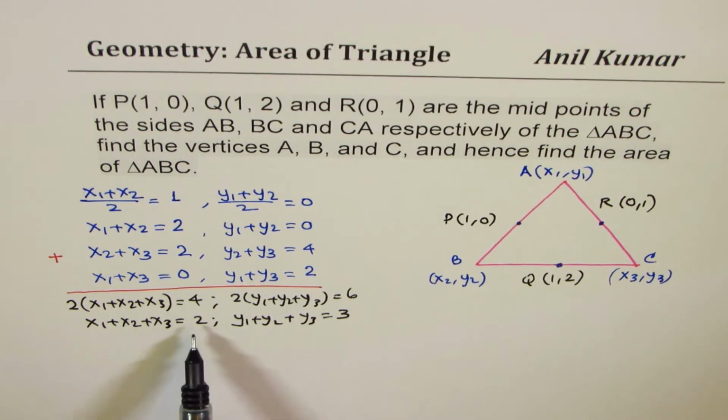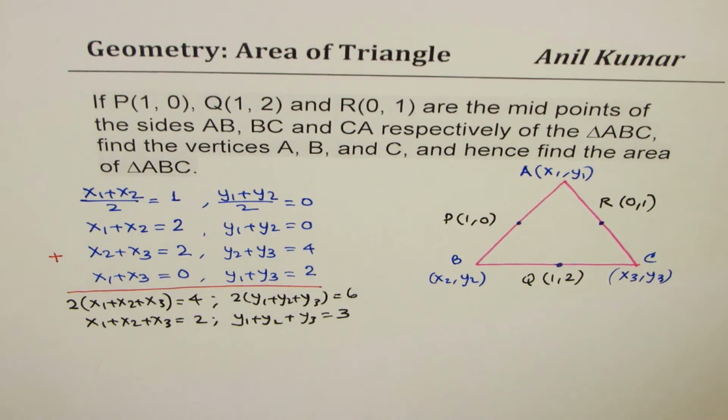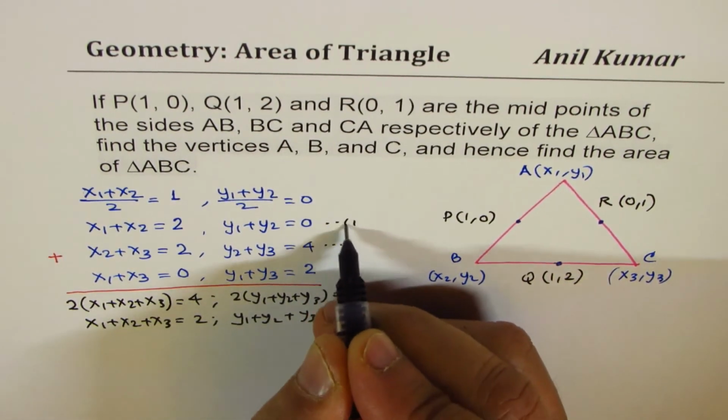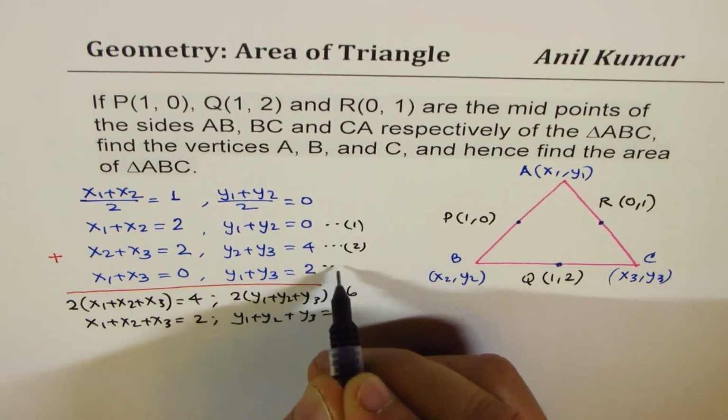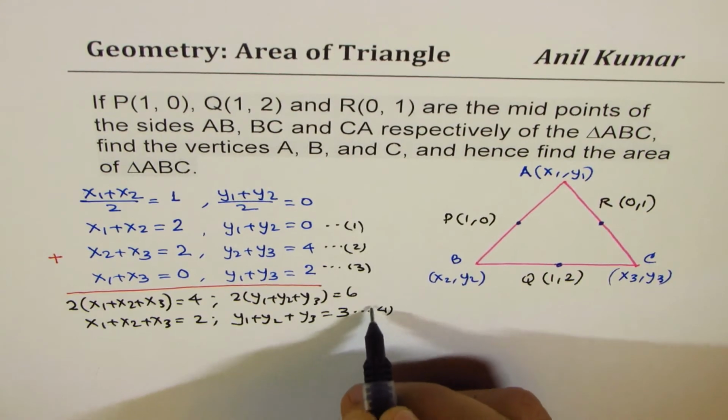We know the sum of all 3 is given to us. For 2 of them it is already given, right? So what we can do is, let's call them equation 1, 2, 3, and this is 4, right?